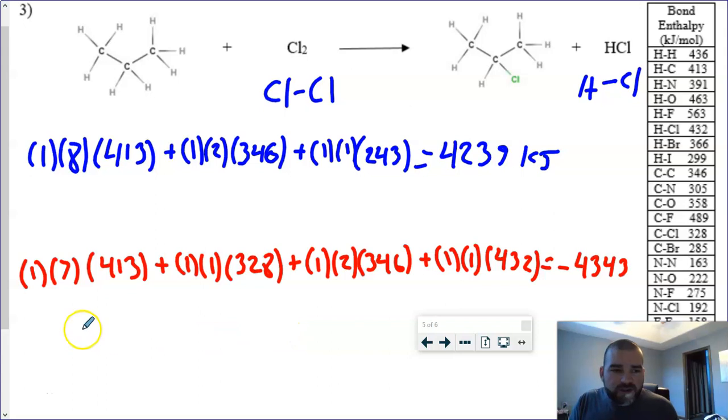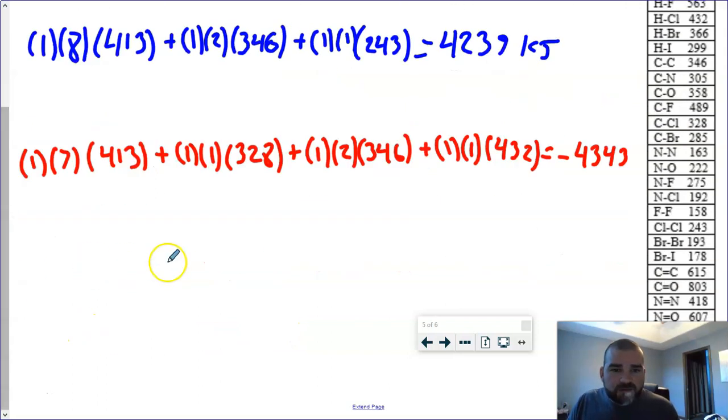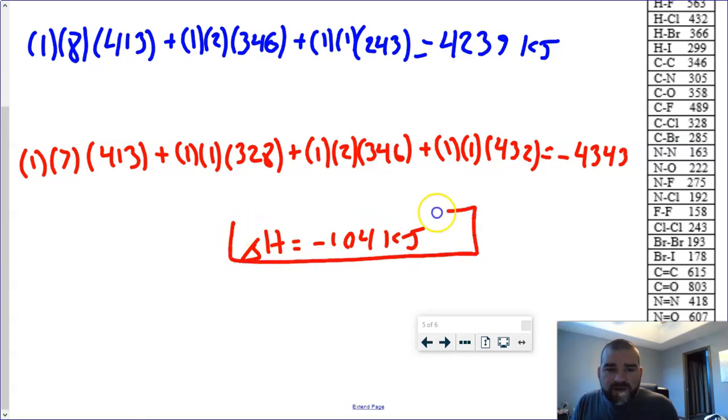For our total enthalpy, let me scroll down. We have an enthalpy equal to the 4239 minus the 4343. Rather, I should not say it that way. I'm adding those terms, right? So 4239 plus negative 4343, which gives me a grand total of negative 104 kilojoules of energy. And that is my final answer.